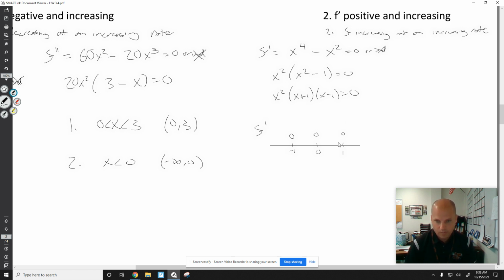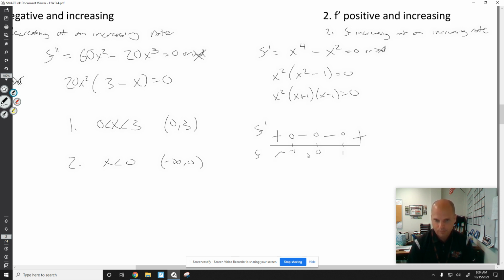All right, let's plug in something like 2. I like to start on the right because it's usually obvious and it's the easiest. Positive, positive, positive. I will not change signs at 0, but I will change signs at negative 1 and 1 because of the multiplicity. So at 1, change signs. At 0, don't change signs. At negative 1, change signs.